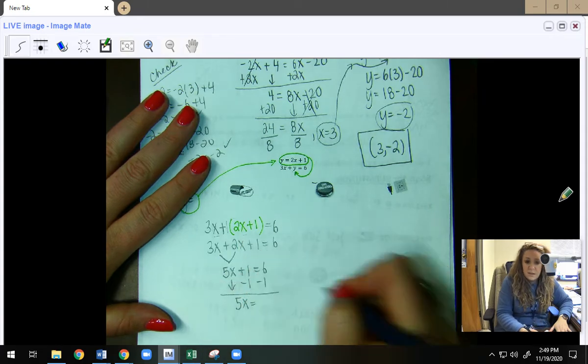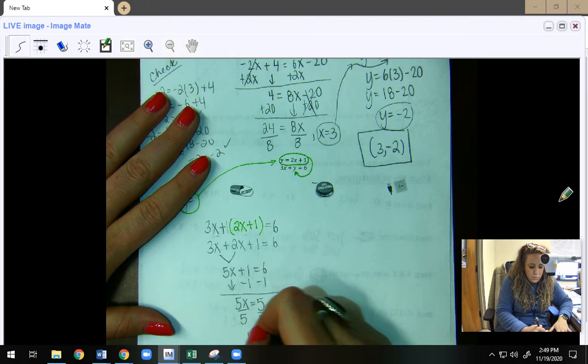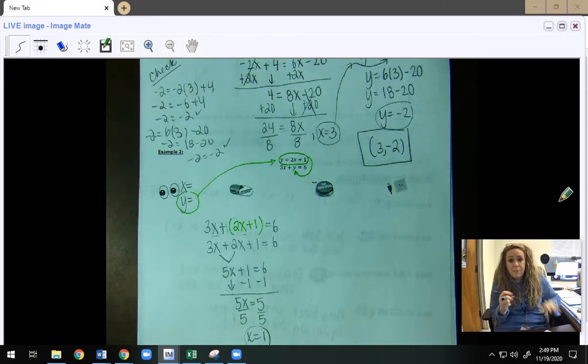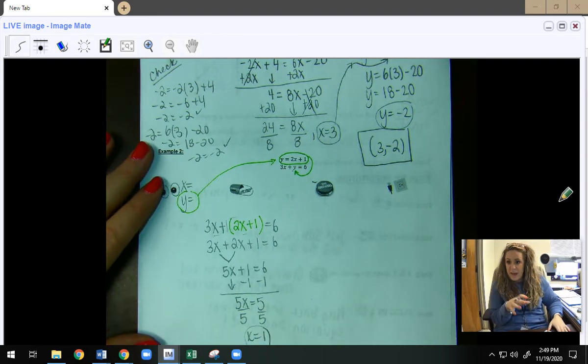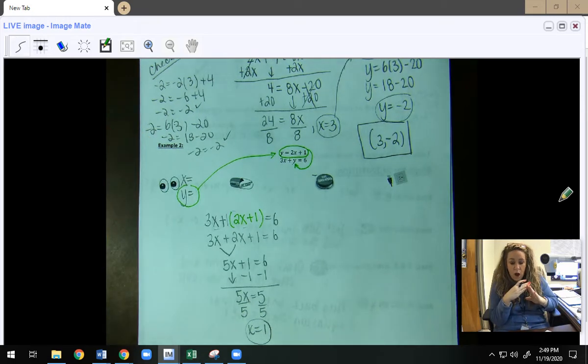5x equals 6 minus 1, which is 5. Divided by 5, I get x equals 1. Okay, that's my x value. Again, it's not enough. That's just the x value where these two cross. I need the y as well.